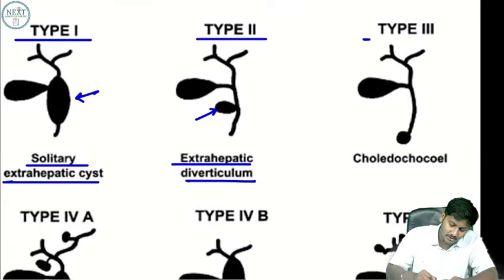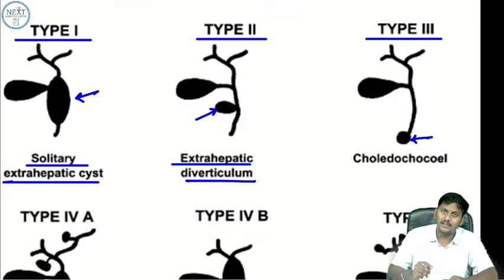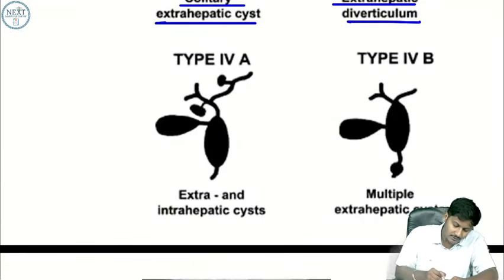In type 3, the opening of the CBD is very narrow. As the opening of the CBD is narrow, the intraduodenal portion of the CBD gets dilated, and when the intraduodenal portion of the CBD is dilated, that is called choledochocele. Clear? Next important is type 4A.